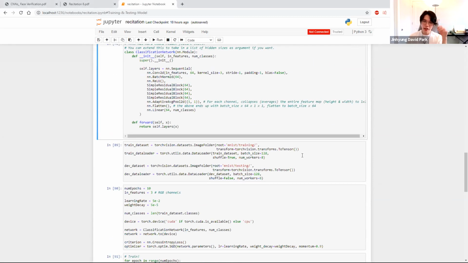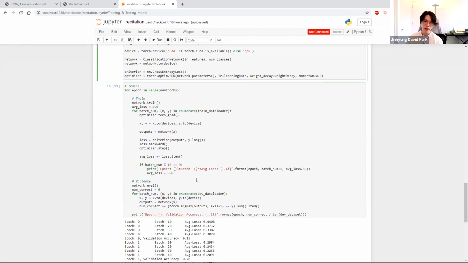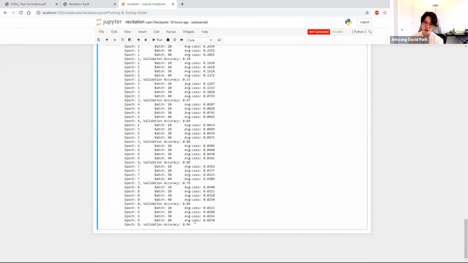All right, so the actual training now, you initialize the data set of data layers as you did in homework 1. Number of epochs, number of input features, RGB, so it's 3. Learning rate, weight decay, number of classes. You want to send it to CUDA, initialize your classification network, send it to CUDA. Set your criterion as cross entropy loss for training classification network, and your optimizer is SGD. And then this is the most typical training loop, and then this is just an example here, and you end up with 96% accuracy after 10 epochs. And I bet if you train this for longer and tune the learning rate parameters, you can end up with 99, but I didn't do that.